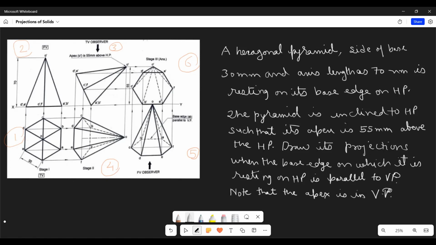Next, AB should be parallel to VP. Now, AB should be parallel to VP means in the top view, AB should be parallel to the XY line. And another condition that is given in the question is, in the second stage, the apex should be 55 mm above the HP. That is above the XY line in the front view. So this is the question for this given solution.